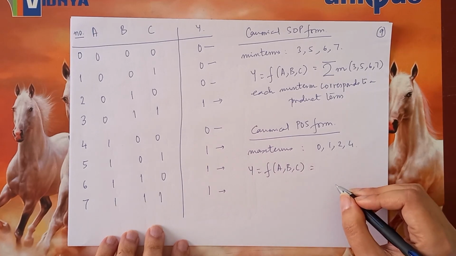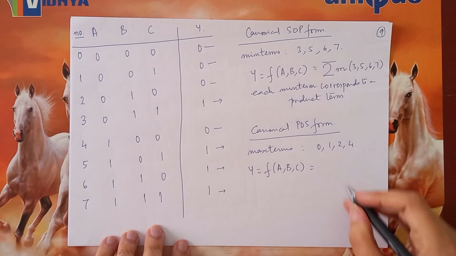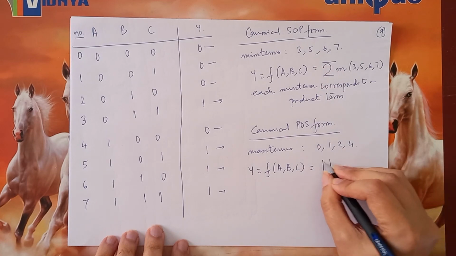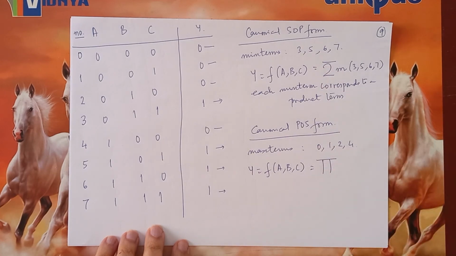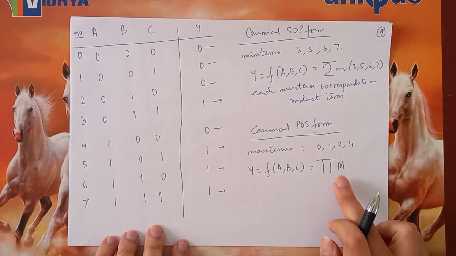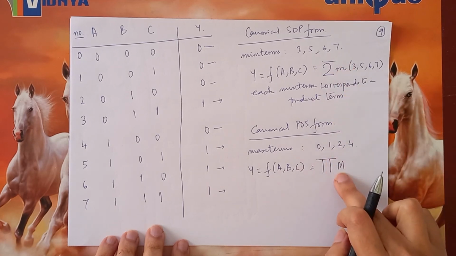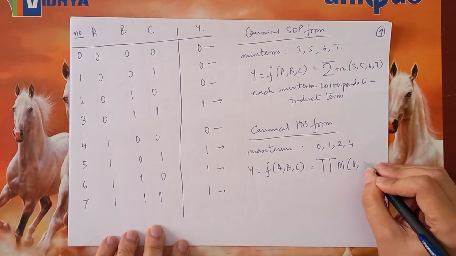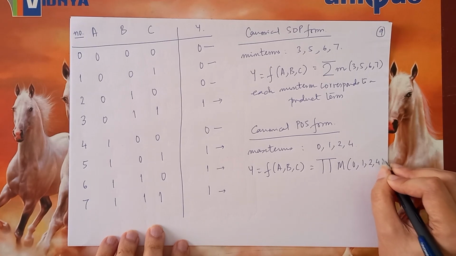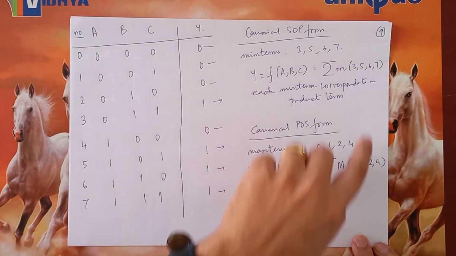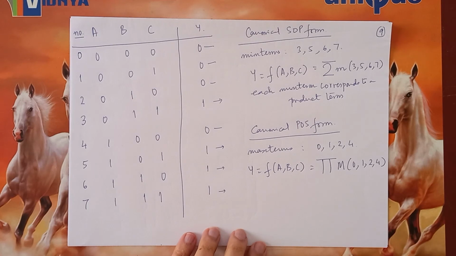Now that is equal to the product. Now product, just like sigma, is expressed using capital pi. This is product of max terms, where max term is indicated by a capital M of 0, 1, 2, and 4. Notice that in the brackets, the terms are different. A single term cannot be both a max term and a min term.